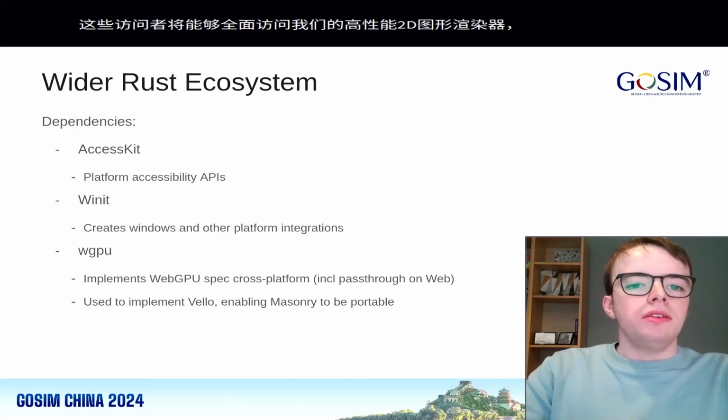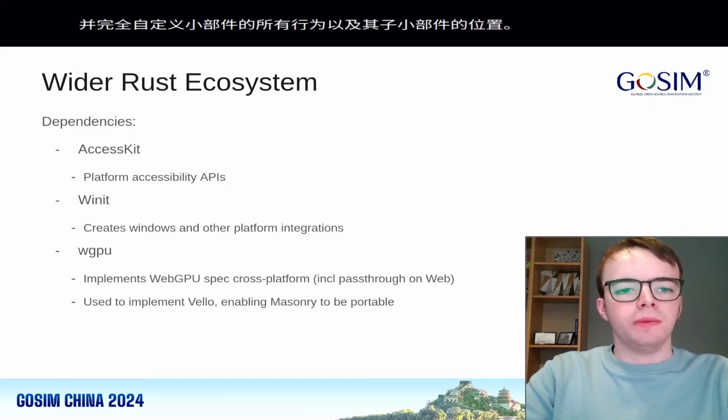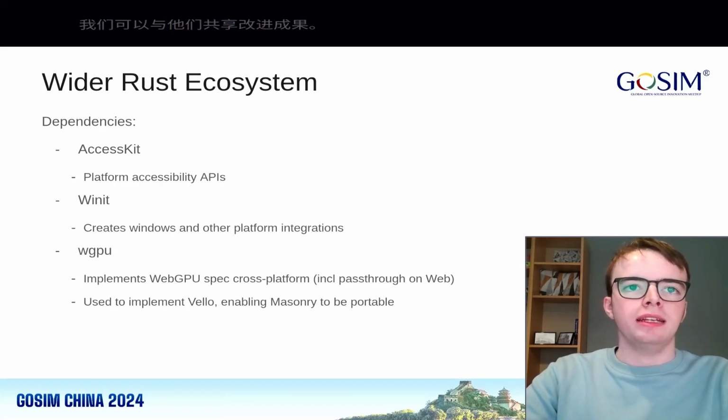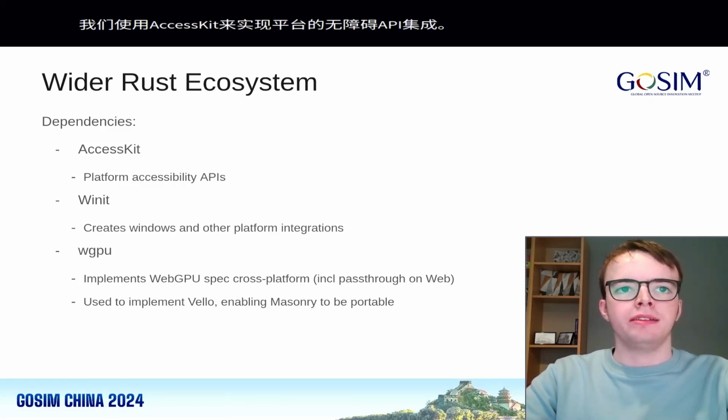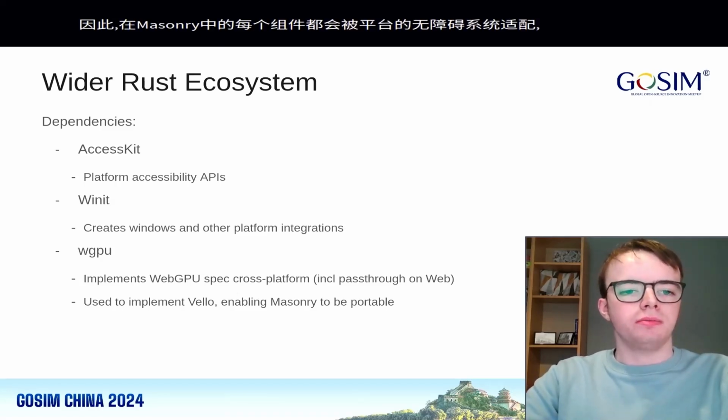Masonry makes good use of existing ecosystem crates so that where existing solutions exist, we can share improvements with them. We use AccessKit for our platform accessibility API integration. So every widget in Masonry is exposed to the platform accessibility system as appropriate, enabling screen readers and voice control as discussed earlier.